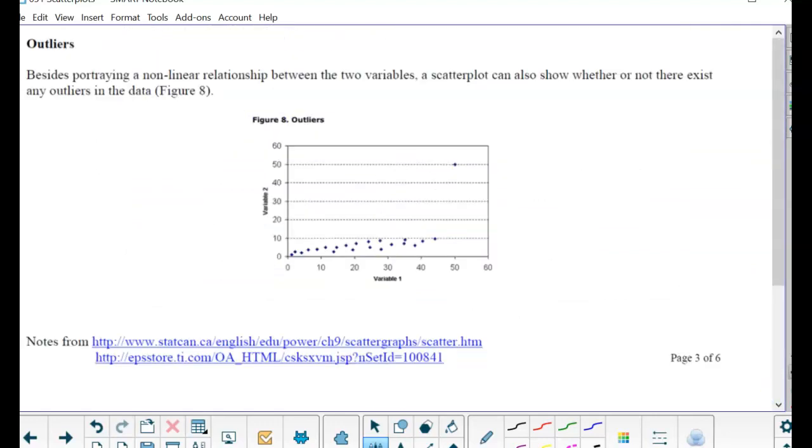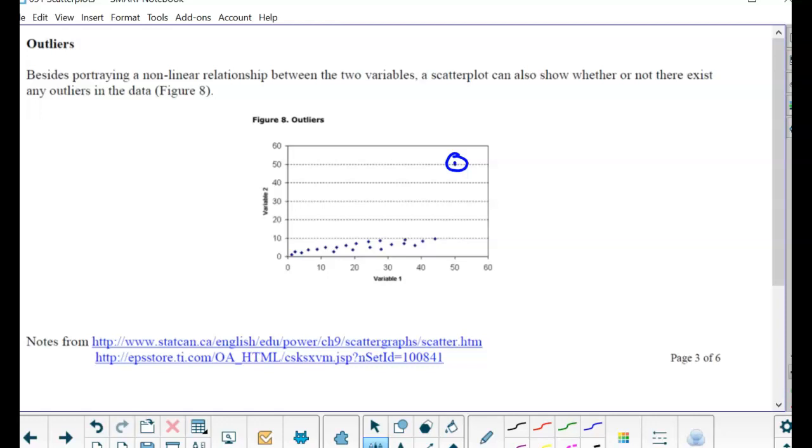Well, this is kind of logical. Outliers. Besides portraying a nonlinear relationship between the two variables, a scatter plot can also show whether or not there exists any outliers. Well, you don't need any calculations to determine that. Take a look at it. It's this point here is so far above the rest, right? These are all under 10. This is at 50. So that's an outlier for sure.